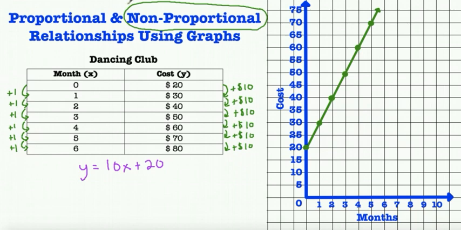So if we wanted to join this dancing club for 5 months, well, actually 5 is here, so I'll pick 14 months. So y equals 10 times 14 plus 20. Y equals 140 plus 20. Y equals 160. So for 14 months, it will cost $160.